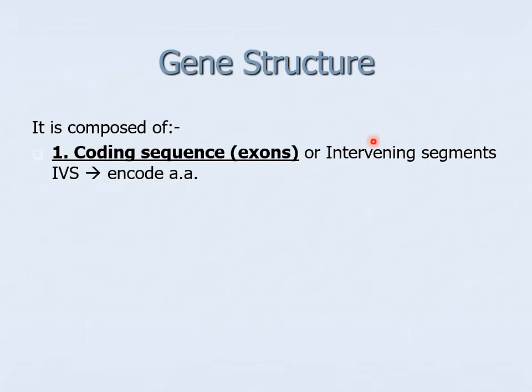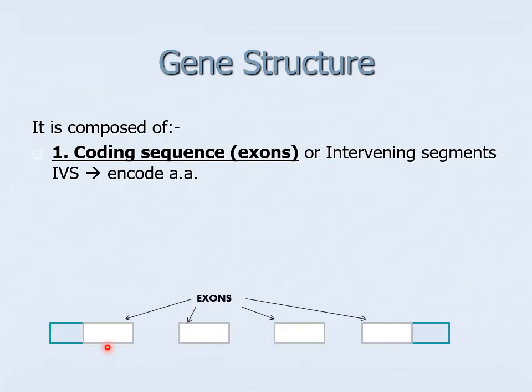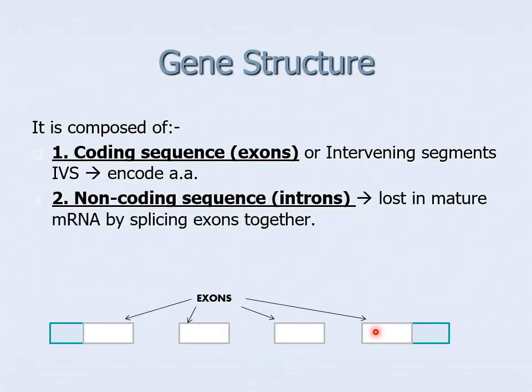The basic structure of the gene is 3 main parts. The first part is the coding sequence, which is called the exon, and the exons are represented by these blocks. So this gene is composed of 1, 2, 3, 4 exons. The second part is called the introns, and the intron is non-coding, and it is the part present between the exons. So we have 4 exons, but we have 3 introns.